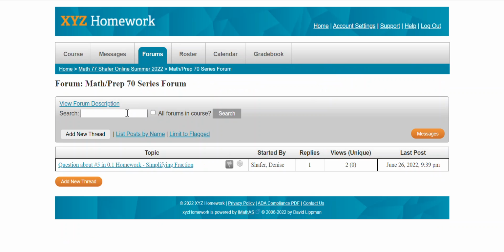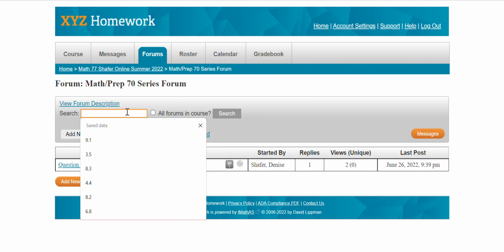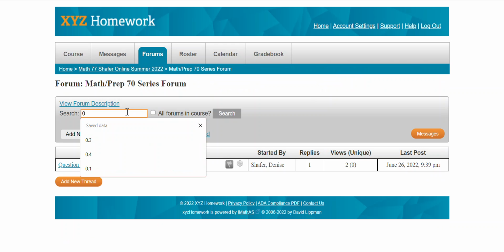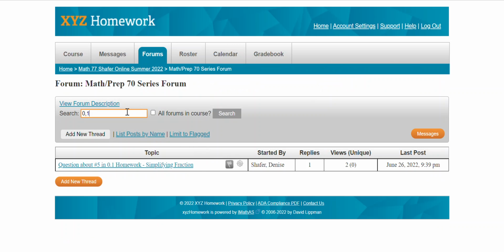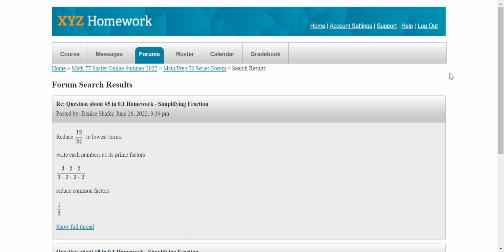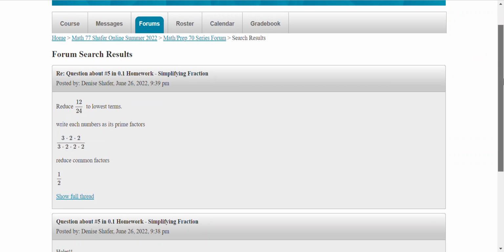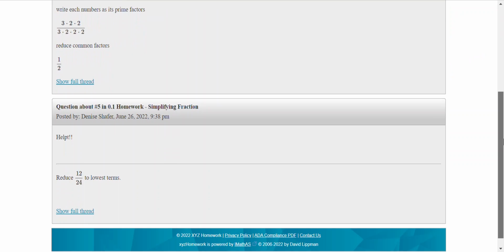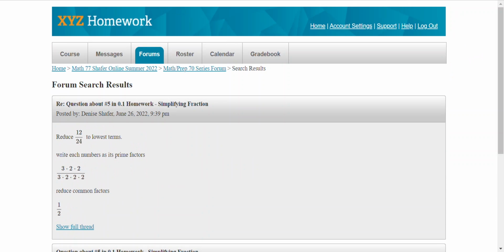But you can also go and say, hey, I want to do a search, and I'm going to do a search for 0.1 section because that's what I'm working on. And if I put that in and I do a search, it will pop up all the problems that I have done in that section for you. So you can see the questions that are asked and the answers that are given. So that is how you post and answer questions and search for questions to homework problems.